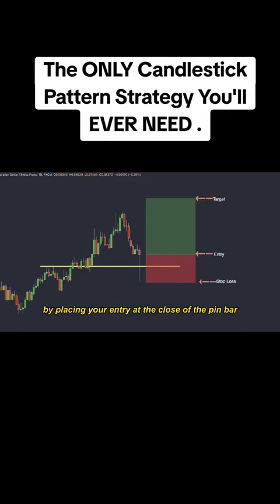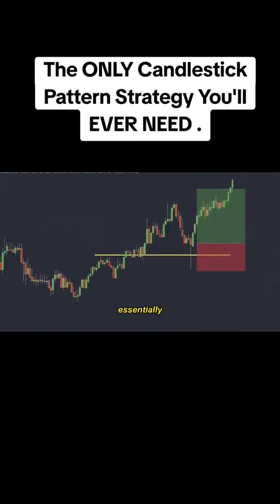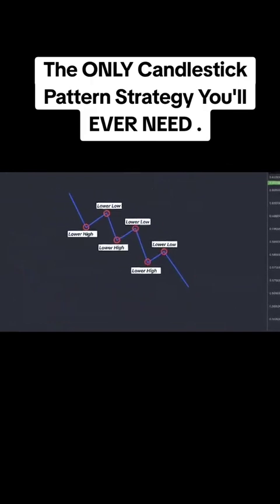By placing your entry at the close of the pin bar, you're setting yourself up to catch the next impulsive wave as it starts, while keeping your stop loss just below the pin bar's tail to minimize risk. Essentially, the bullish pin bar gives you a reliable signal that the uptrend is about to continue, allowing you to take advantage of the market's momentum. By using pin bars to time your entries during an uptrend, you're not only trading in line with the dominant trend, but also improving your chances of finding high probability setups, which is a key principle in successful trading.